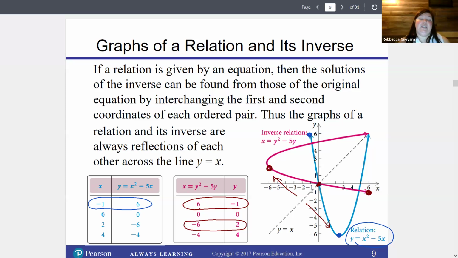So if a relation is given by an equation, then the solution to the inverse can be found from those of the original equation by exchanging the first and second coordinate of each ordered pair, which is what we see right here. x, y now becomes y, x, but we're switching it. So we swap those ordered pairs. Thus, the graph of the relationship and its inverse are always reflections of each other across the line y equals x.